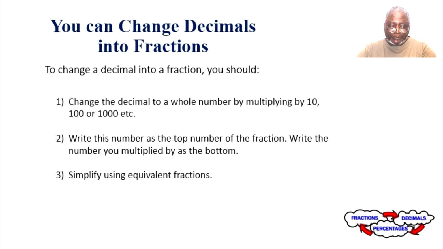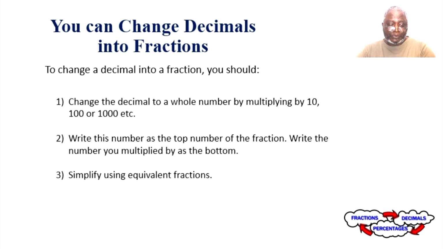To change a decimal into a fraction, you need to do the following. Change the decimal to a whole number by multiplying by 10, 100 or 1000 as the case might be. Write this number as the top number of the fraction. Write the number you multiplied by as the bottom number. Then simplify using equivalent fractions.